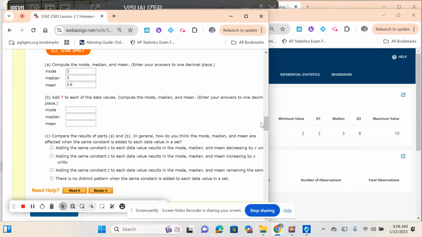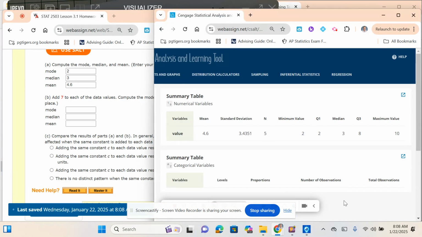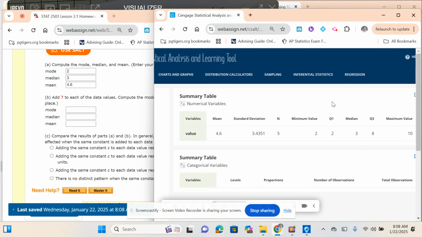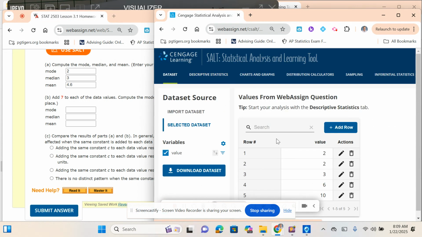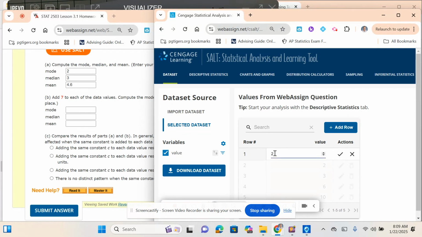Add 7 to each of the data values. So what I do there is I can go back. I could do this a variety of ways. Let's say we want to use salt. I'll go back to the data set. I can click on this icon here, the edit icon. Now, yours might be different. I'm going to add 7 to each one. So I started with 2. I'm going to add 7. Whoops, so it'll be 9. So I'm adding 7 to each of the data values.